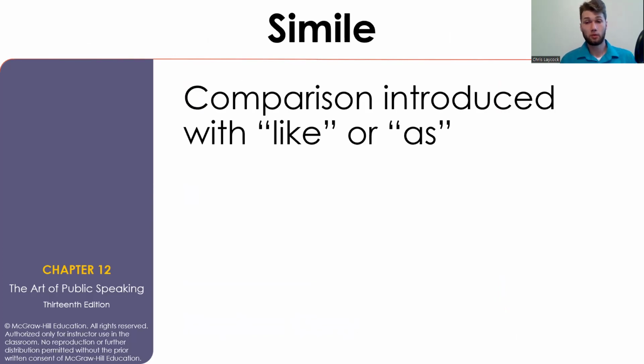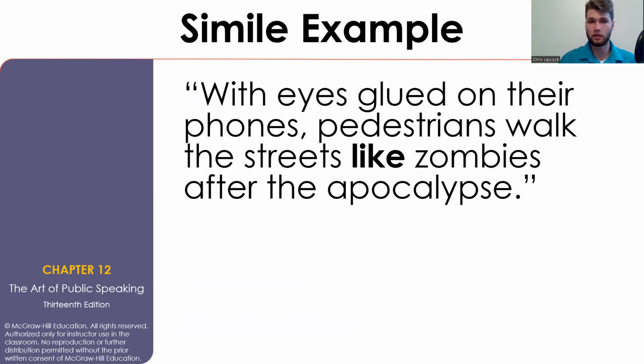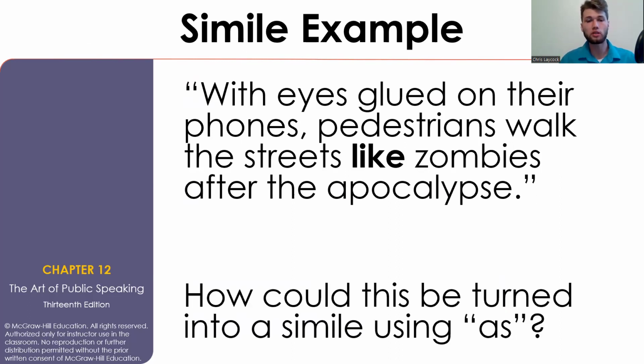Okay, now we're getting into how we use language to be more vivid. First, I'm sure you've all heard this before, so I won't spend too much time on it. A simile: a comparison using like or as. Here's an example. With eyes glued on their phones, pedestrians walk the streets like zombies after the apocalypse. Now, if we were in class, I'd ask how this could be turned into a simile using as. You could say, as if they were zombies walking the streets, their eyes glued on their phones. Just instead of using like, we're using as.